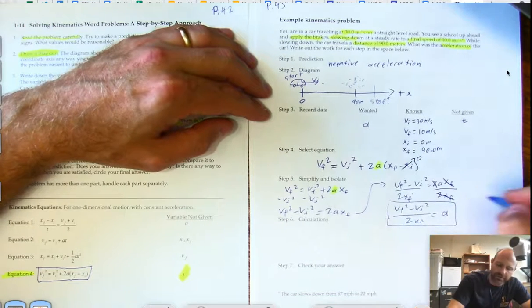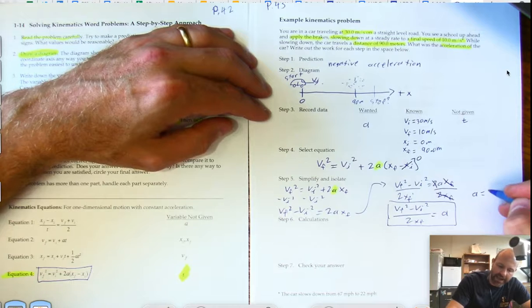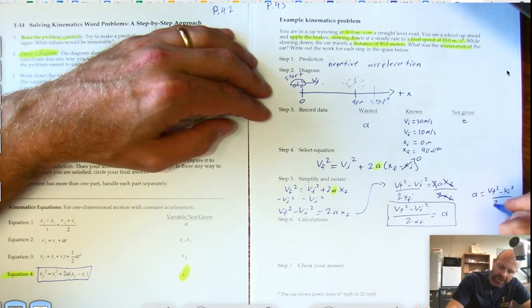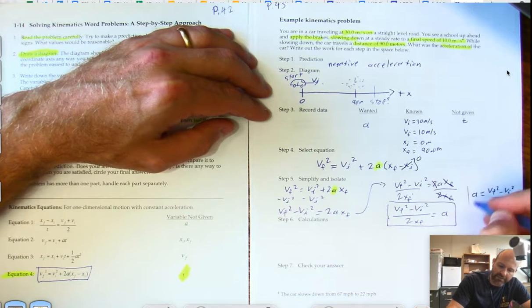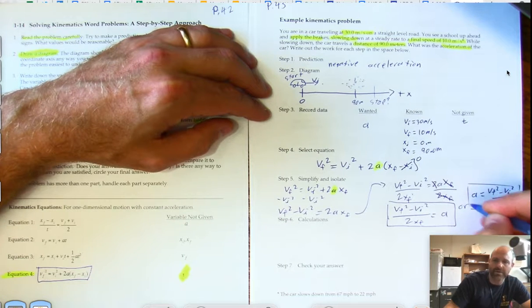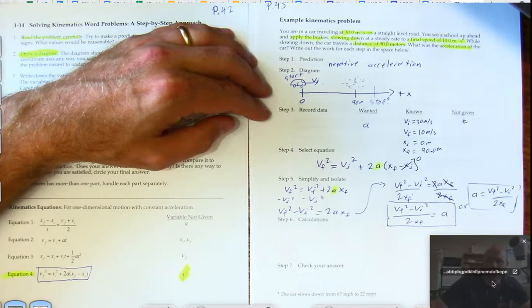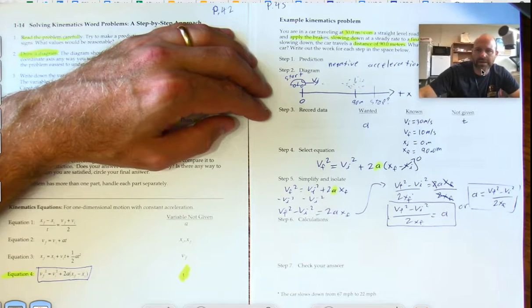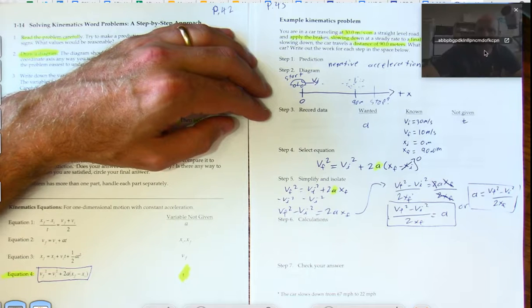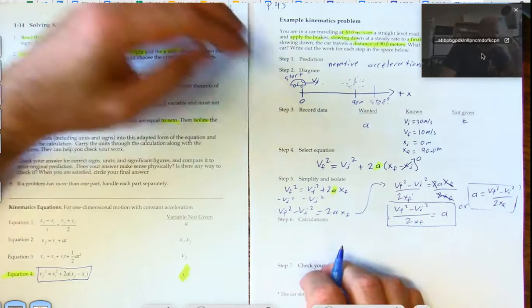And I could, if I wanted to, put those on opposite sides and say a equals V final squared minus V initial squared over 2x final, because that's kind of more standard form. But either one of those is okay. Now I'm going to move myself out of the way a little bit up here so that we can keep going. The next step is the calculation.